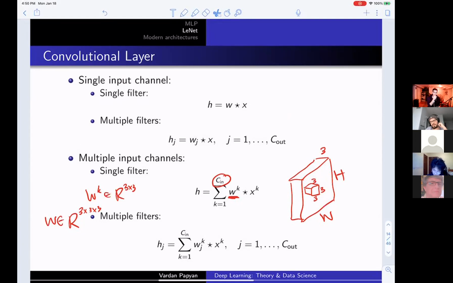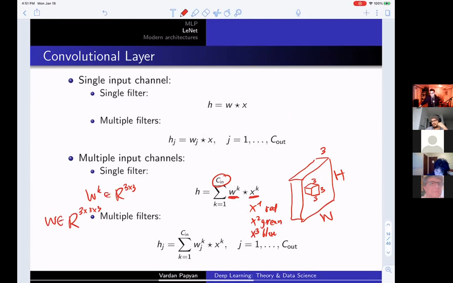Neo says, when you sum WK together, do the different color layers collapse together? Yes, exactly, they do. I should have defined this. X1, you can think of as the red channel of the image, X2 is the green channel, and X3 is the blue channel. Similarly, W1 is the red channel of the weight and so on.